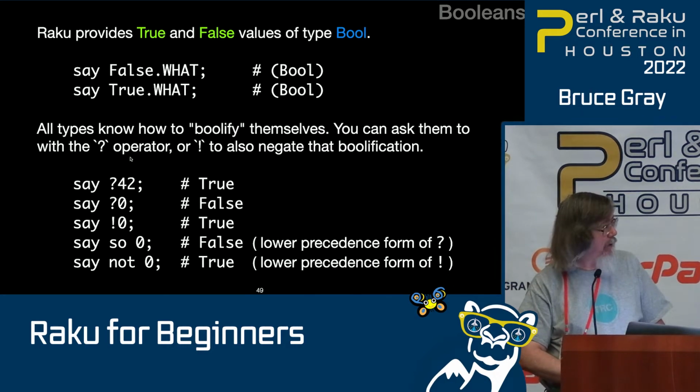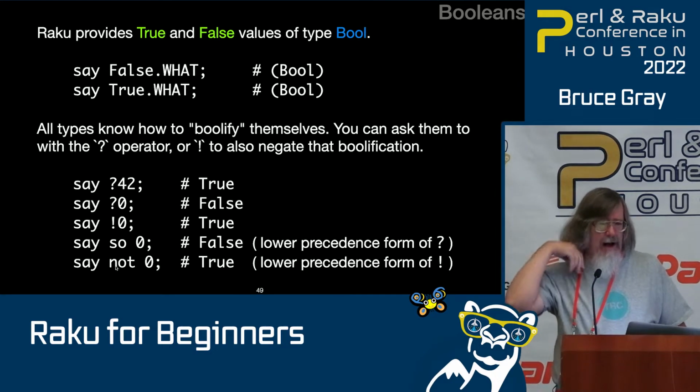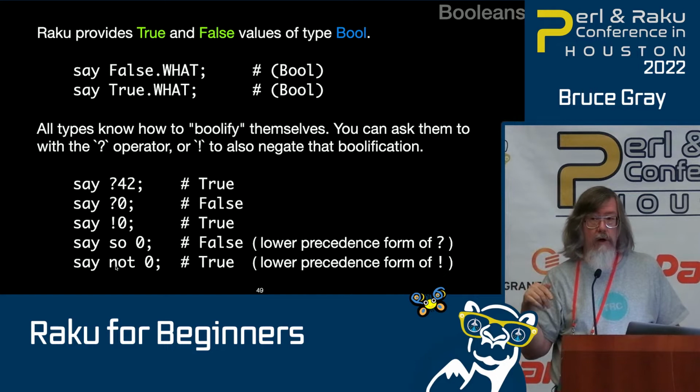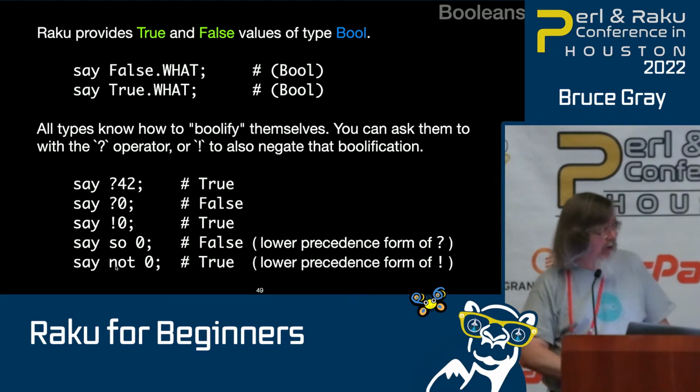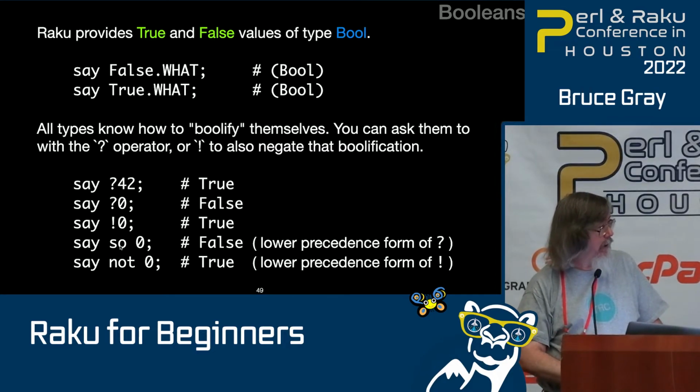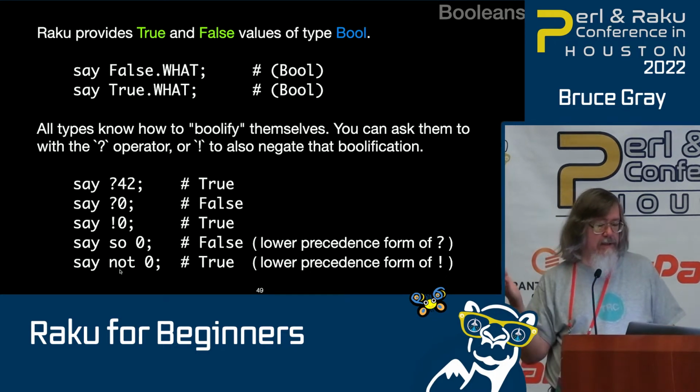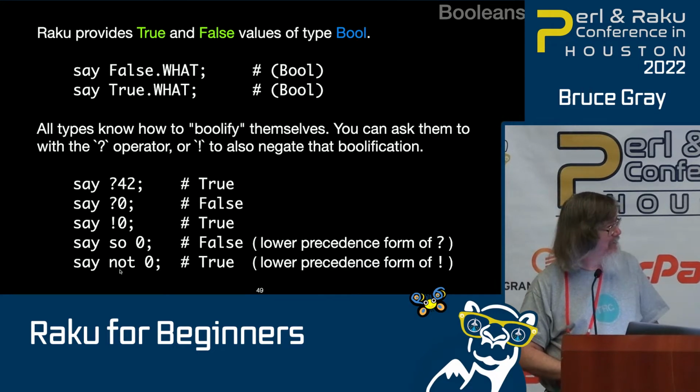You can ask them about this with the question mark operator, or ask them the opposite of that with the bang. And just like we have in Perl, high precedence and low precedence versions of and, or, there's the actual word and, but there's also the ampersand ampersand. We have low precedence versions of boolification, so and not. And that's because of children arguing. Is not, is so, is not, is so. That's where that's from. It works great linguistically. It just works in your program.